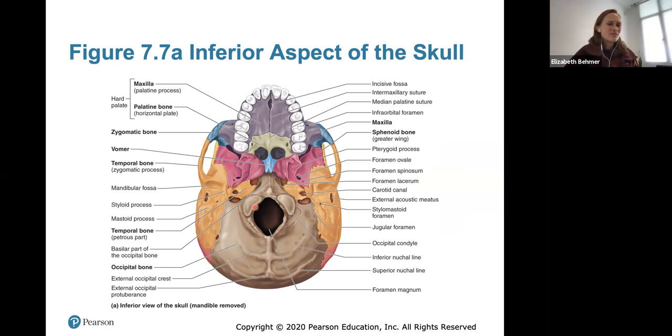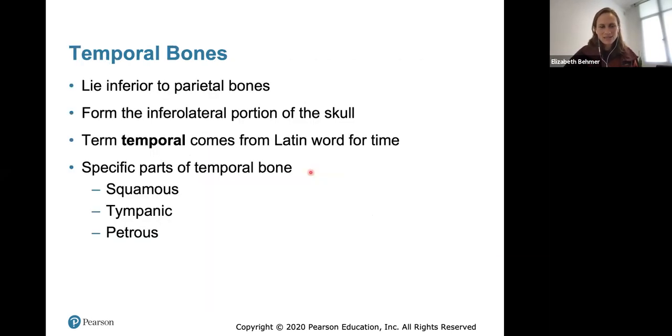And you see a lot of other fun stuff here that we'll get through. You see your hard palate, which is made up of the maxilla and the palatine bone. You see more holes shown here, the jugular foramen, external acoustic meatus, the foramen ovale. We'll get through a lot of these holes, but use pictures like this as you're studying the practicum lists. The temporal bones lie inferior to your parietal bones. They form around the ear, and they form the inferior lateral portion of the skull.